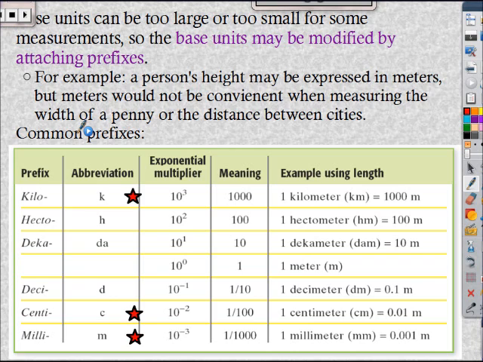Hecto, deca, and deci may show up as we're doing conversions. The book will throw some of those at you to see if you know them. It's not going to be a common prefix that we're going to use in this class. And these multipliers tell you how they're related to the base unit. The base unit being right here. So the base unit is a meter. A centimeter is 1/100th of a meter.